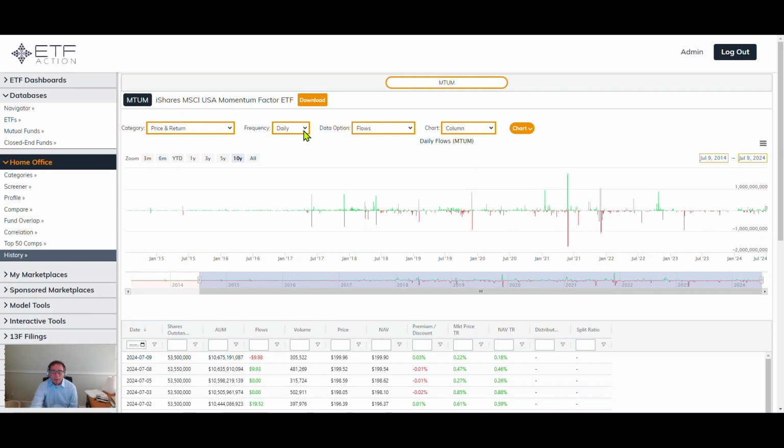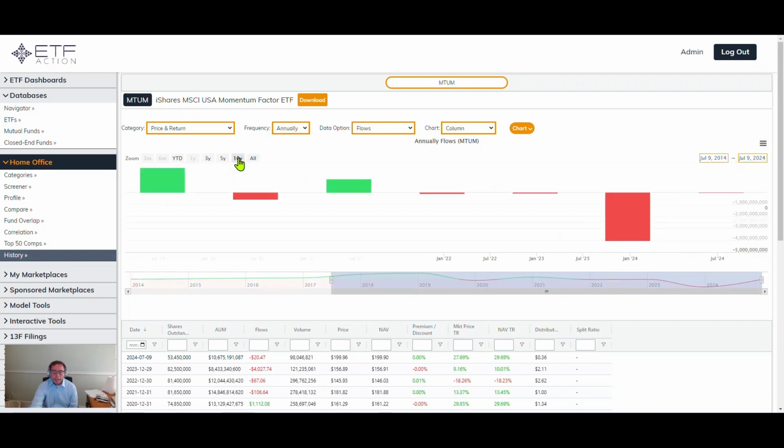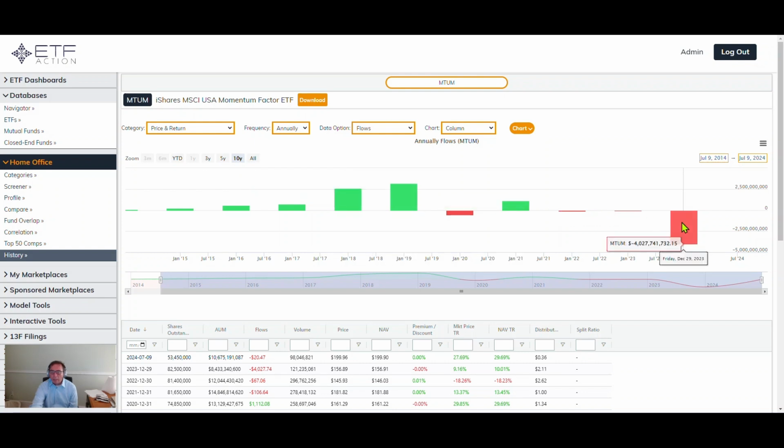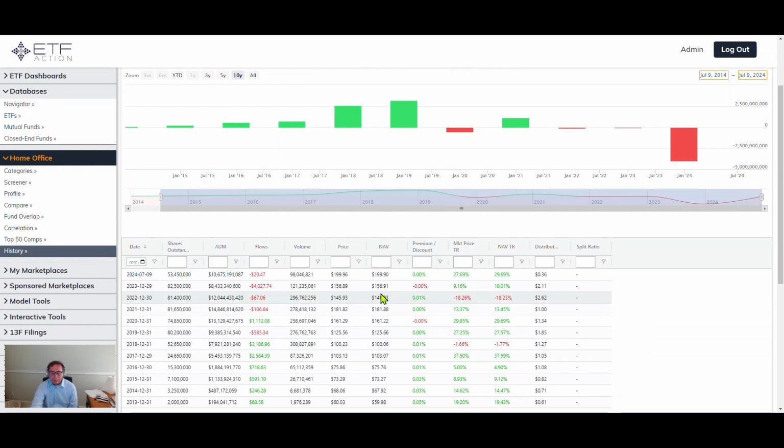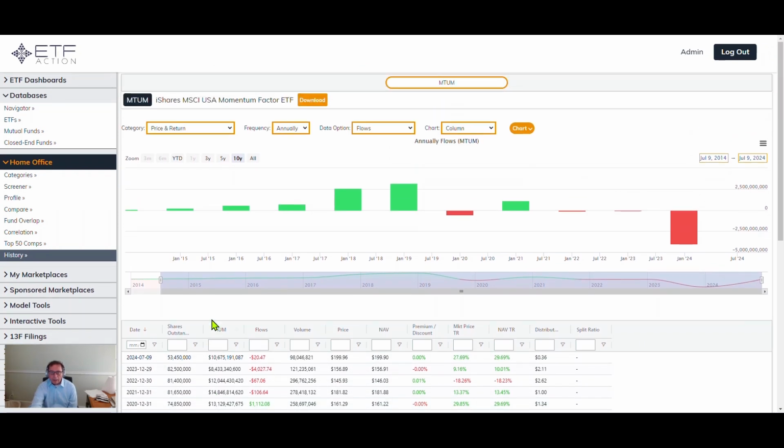But also, let's say I wanted to aggregate that up and look more at annual flows. I could change my frequency to annual, and I could see here's my flows annually over those different times. Note when I do that, it also updates the data table down below to be annual. So I'm looking at annual data here now down below in the data grid as well. You can do that across any of the different funds.